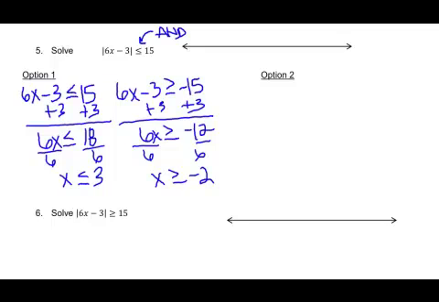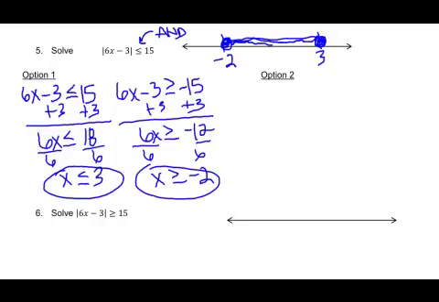So we're going to put negative 2 on our number line. It is a closed circle because it's or equal to. We need 3 on our number line, again closed circle. We have greater than or equal to negative 2, so we're going to the right. We have less than or equal to 3, so we're going to the left. If it's an and, again our solutions need to satisfy both. So from negative 2 to 3 is our solution. Or x is less than or equal to 3 and x is greater than or equal to negative 2.